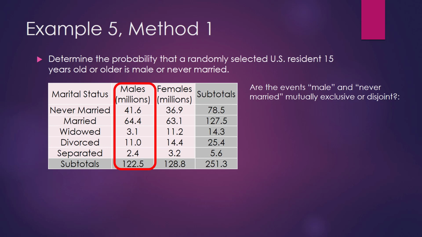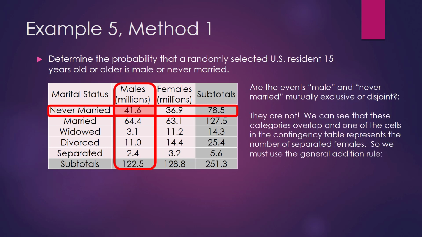Here's the event male, here's the event never married. Notice that they overlap in the middle, and there are 41.6 million people who are both male and never married. Since they are not mutually exclusive, we have to use the general addition rule. So that states that the probability of A or B is equal to the probability of A plus the probability of B minus the probability that both A and B occur.